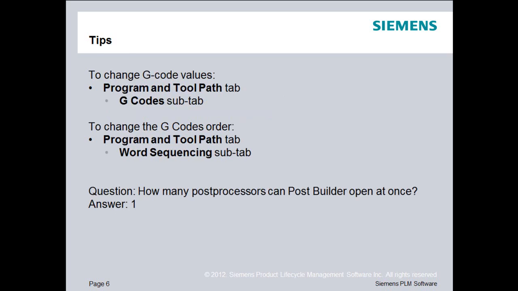Some tips. To change G-code values in Postbuilder, go to the Program and Toolpath tab and then click on the G-codes subtab. But if you prefer to change the G-codes order, it's the same main tab, Program and Toolpath, but then you should select the Word Sequencing subtab. And the answer to the question, how many post processors can Postbuilder open at once? The answer is 1. If you want to open a second post processor, you'll need to save and close the first one.